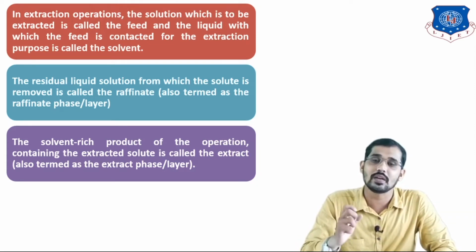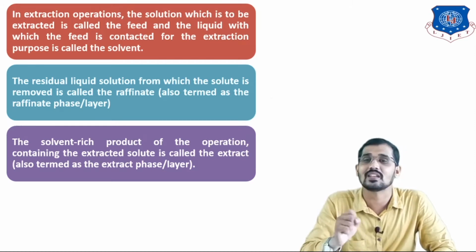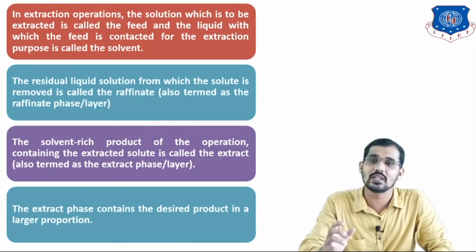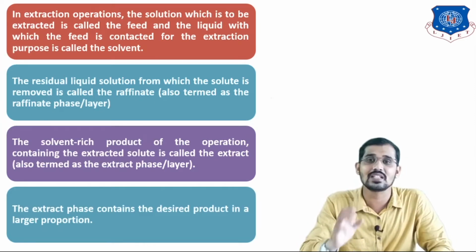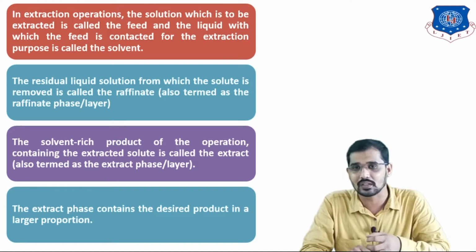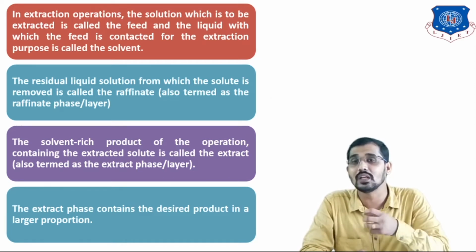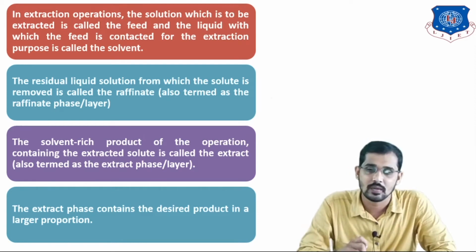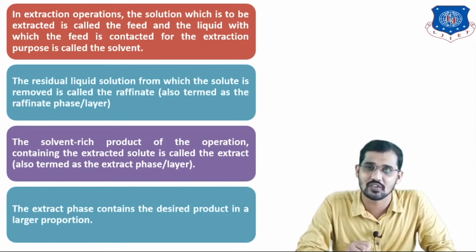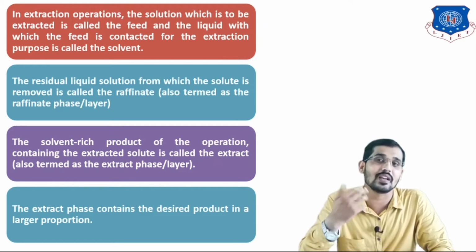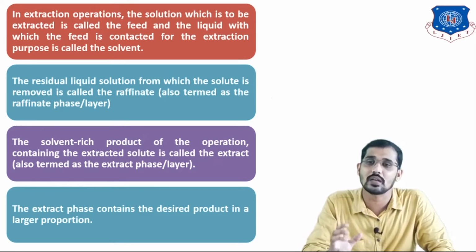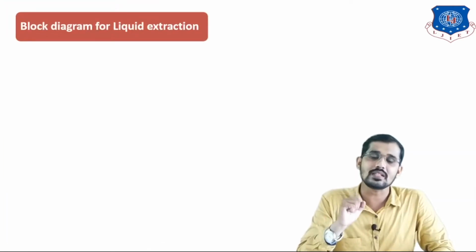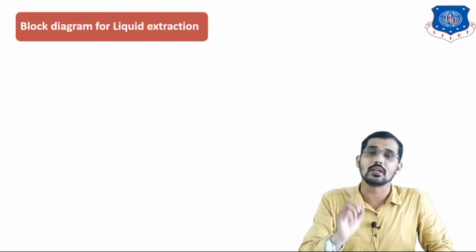Means whatever solute we are removing, we are getting in the extract phase, and the unwanted stream is your raffinate phase. Now the last point: the extract phase contains the desired product. Means whatever component we are removing from the liquid solution is present in the extract phase in a larger composition. I told you no process is 100% efficient. Means some of the component is also present in the raffinate, but a large composition of that required component is present in the extract phase. Now we will see the block diagram for liquid extraction.